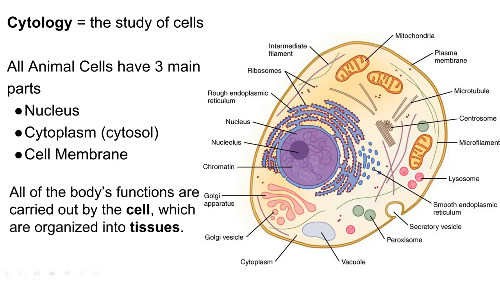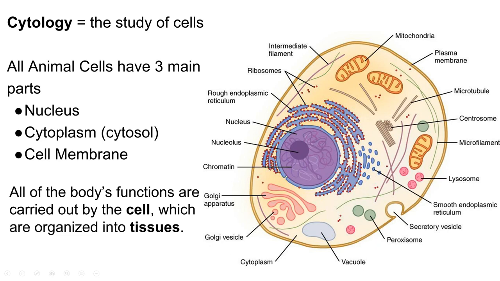Okay, so here is the standardized cell that everybody knows. In cytology, cyte is cell, and ology is the study of, so the study of cells. All animal cells have three main parts. Remember, the thing that makes animal cells different from plant cells is that we do not have a cell wall. And the thing that makes animal cells different from bacterial cells is we all have membrane-bound organelles. Y'all remember that, don't you?